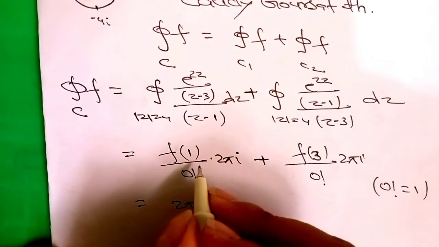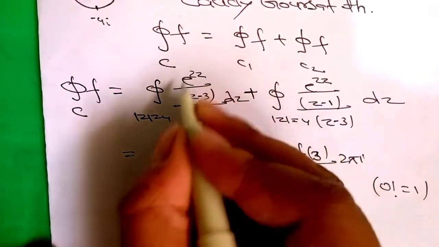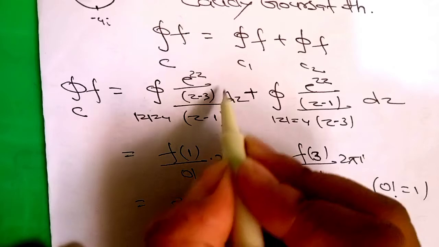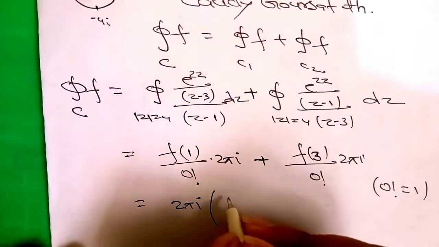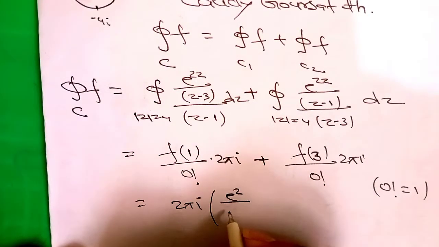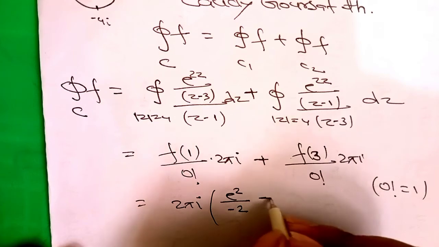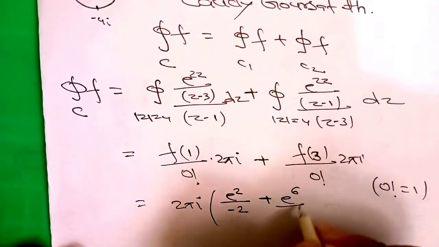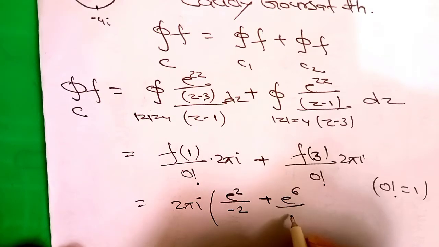So put the value of f(1) in this, because this is f(z). So f(z) gives e squared minus 2, plus, put the value of f(3). This is e to the power 6, and this is 3 minus 1, which is 2.